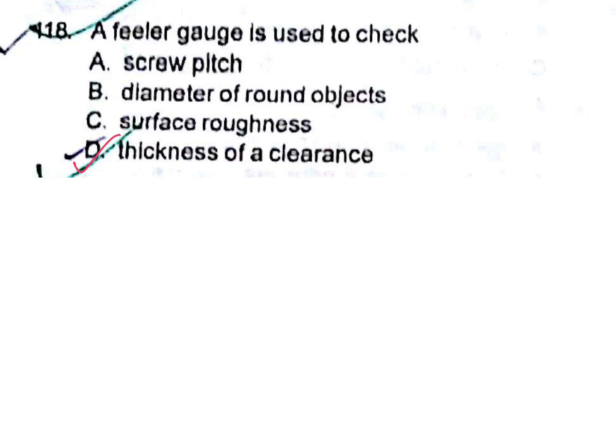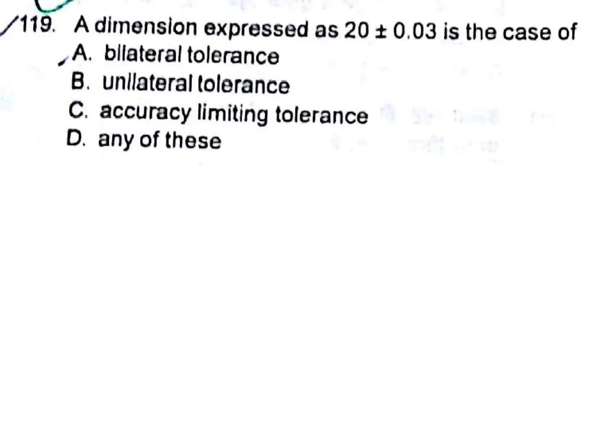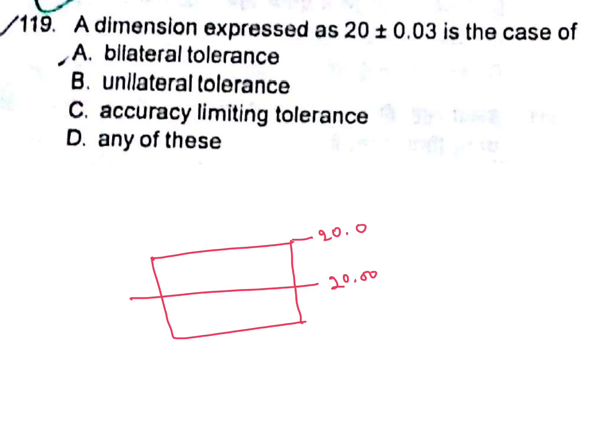A dimension expressed as 20 plus or minus 0.03 is the case of bilateral tolerance. It's going to both sides of the basic line. 20.00, maximum 20.03, 20.00 minus 0.03. This is the basic line.